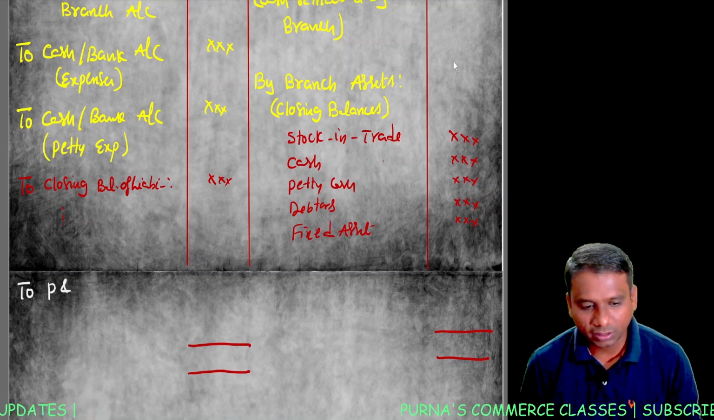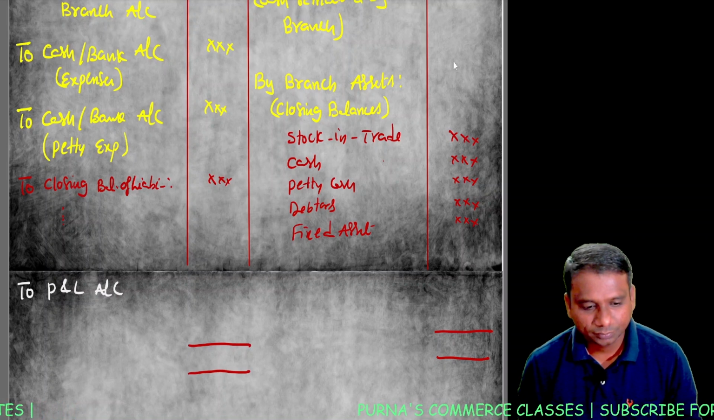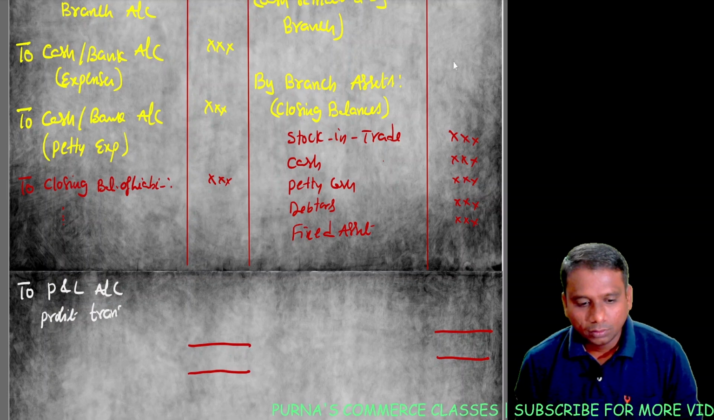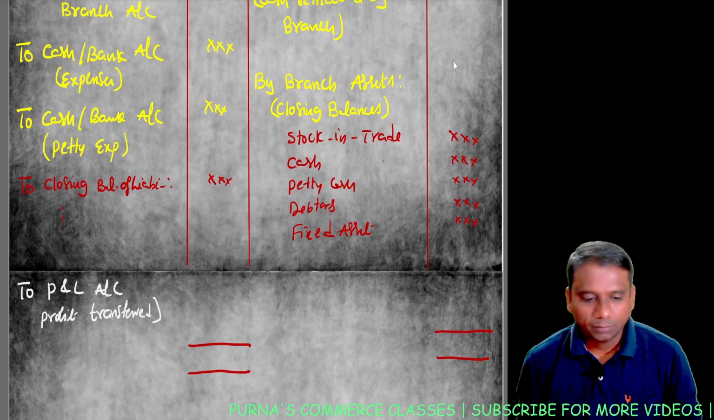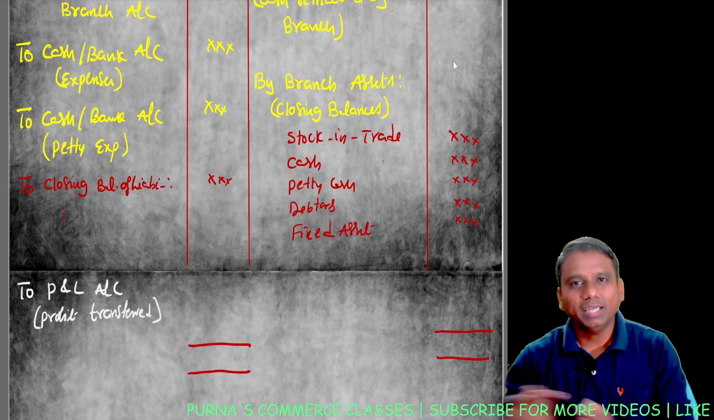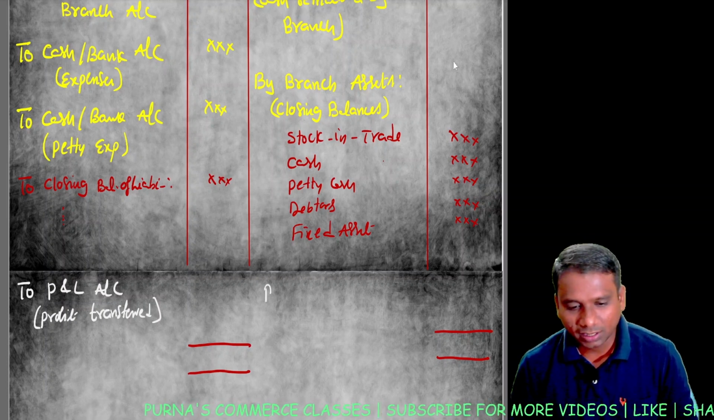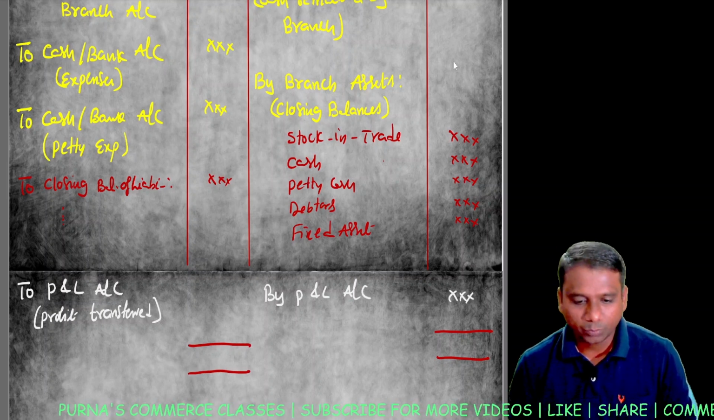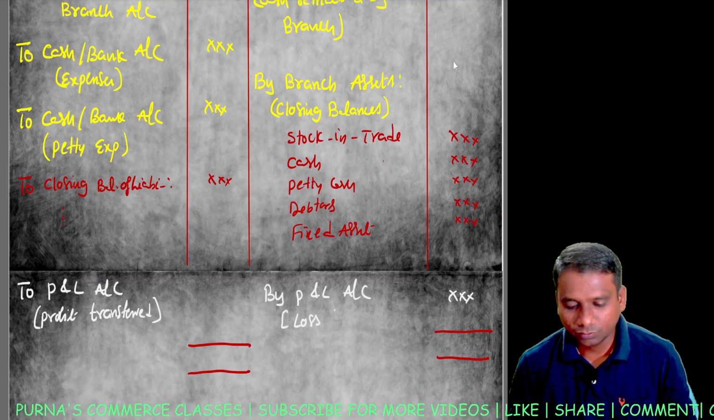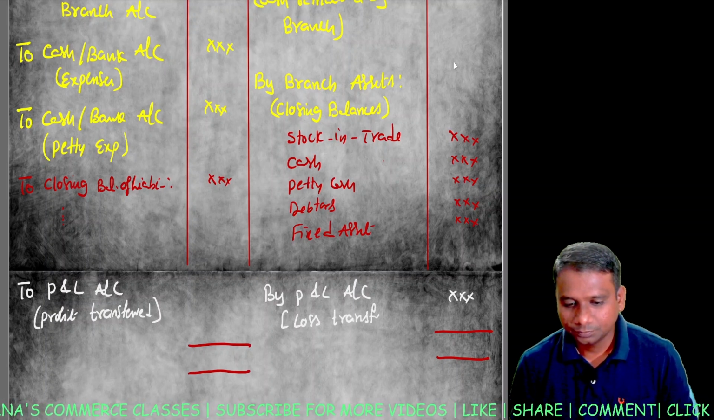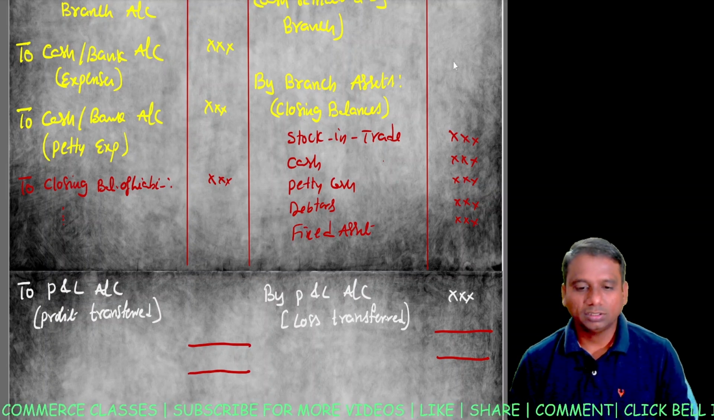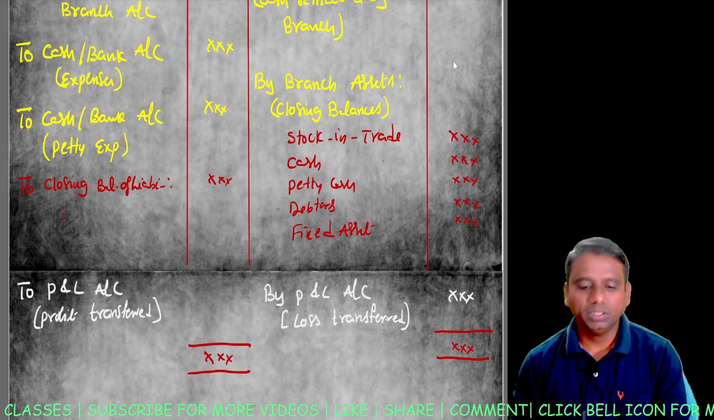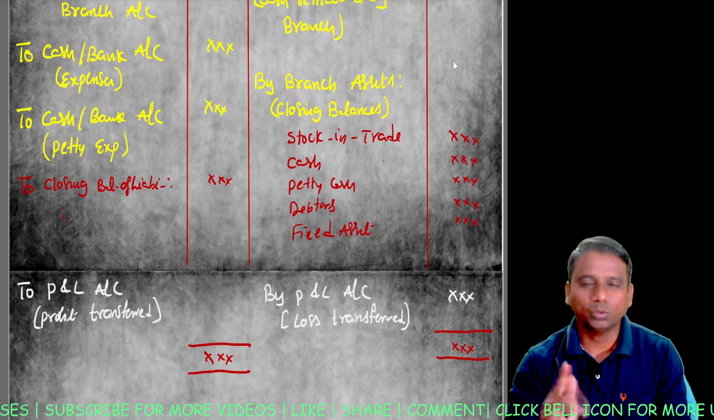So to profit and loss account, profit transferred. Suppose if debit is more than credit, it is loss. So in that case, by profit and loss account, loss transferred. That's it. We close this account. Simply close the account. Either profit or loss, either one will appear.